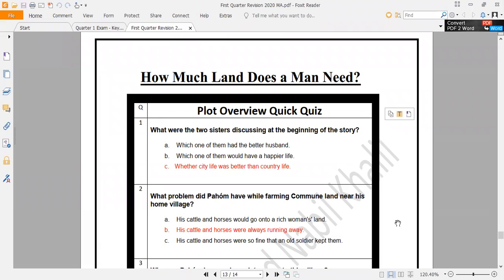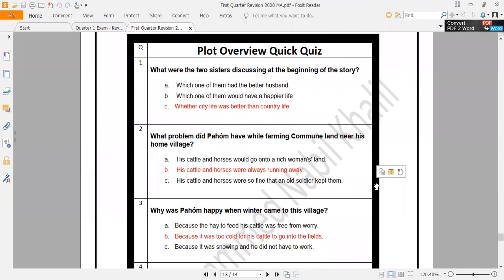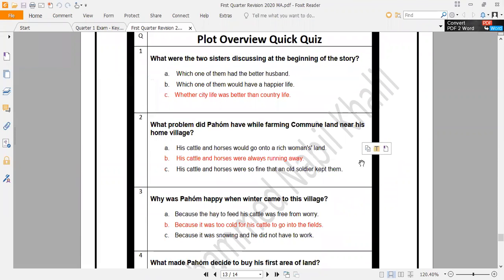Number two, what problem did Pahom have while farming commune land near his home village? If we read the entire story, we will know some of the minor events such as these ones. So Pahom had a problem that his cattle and horses were always running away. That was a problem mentioned in the original text of the story.